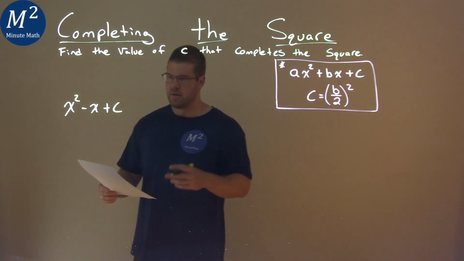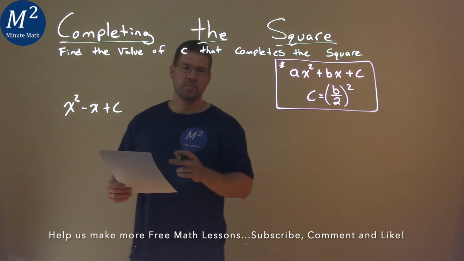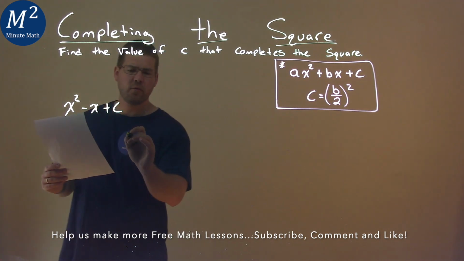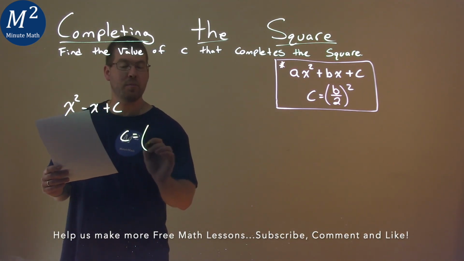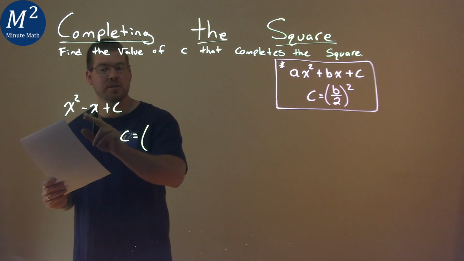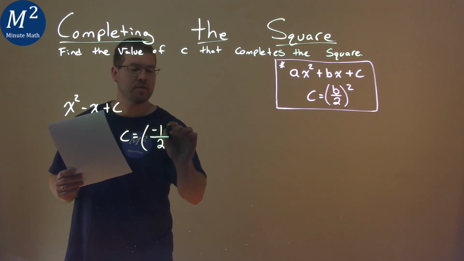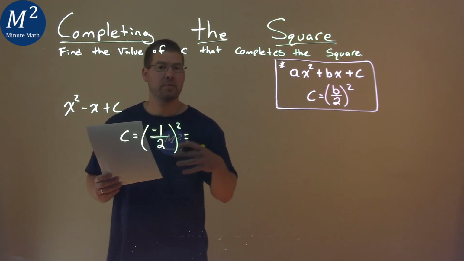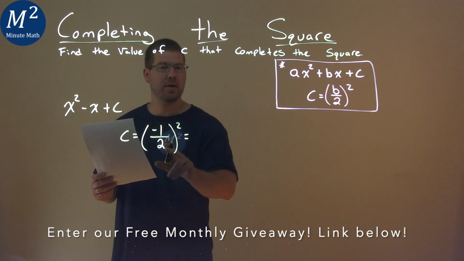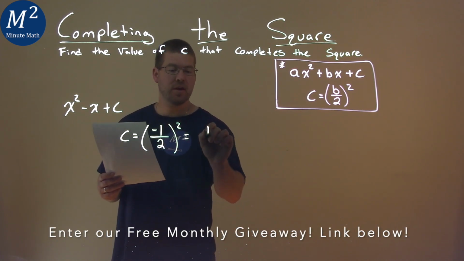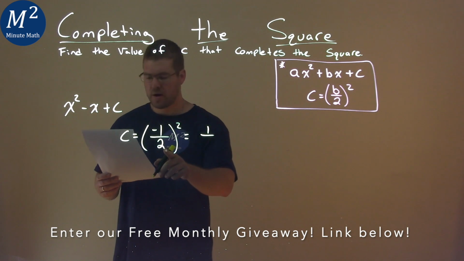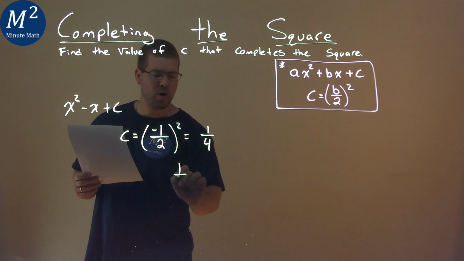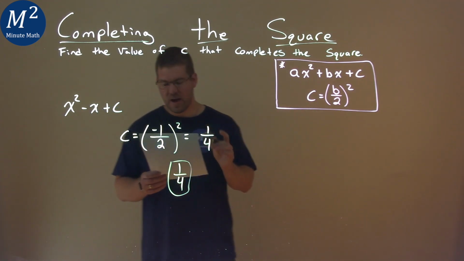We're given this problem right here, x squared minus x plus c, and we need to find the value of c here that completes the square. Well, our formula is c is equal to our b value, which is the coefficient in front of x here, which is a negative 1, divided by 2, all squared. Well, what is negative 1/2 squared? We square the numerator and square the denominator. Negative 1 squared is a positive 1, while 2 squared is a 4. And that's really it. Make sure you know it's positive, but 1 over 4 is the value of c that completes the square.